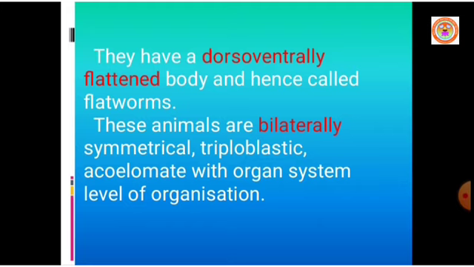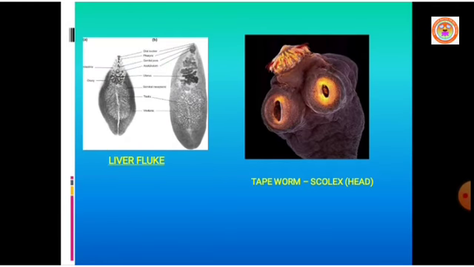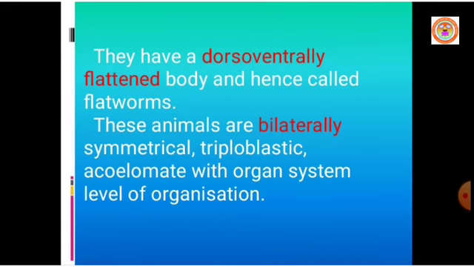Animals belonging to the phylum Platyhelminthes have a dorso-ventrally flattened body. Hence, they are called flatworms. These animals are bilaterally symmetrical in nature. The body is triploblastic and acoelomate, that is, body cavity is absent, with organ system level of organization.